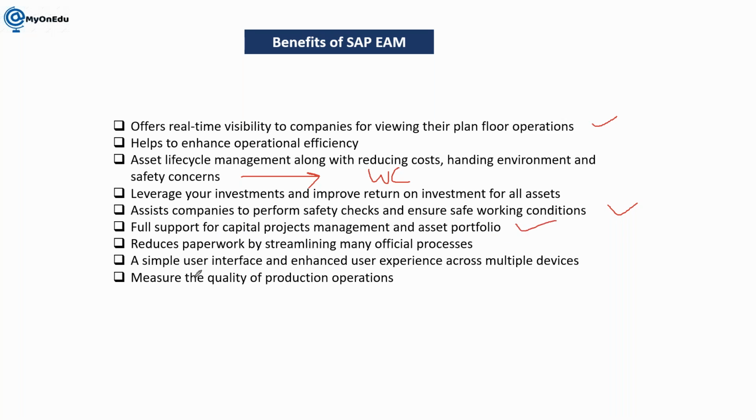It helps us reduce paperwork by streamlining many official processes. You can manage this kind of process manually also, like PTW, where all the approvals are taken on paper and then tagged on the particular machine. But when you are using SAP, it is automatic. Digitally, you can manage all these things. It has a simple user interface and enhanced user experience across multiple devices by using Fiori apps. It measures the quality of production and operations. Yes, you can take responsibility, you can divide.